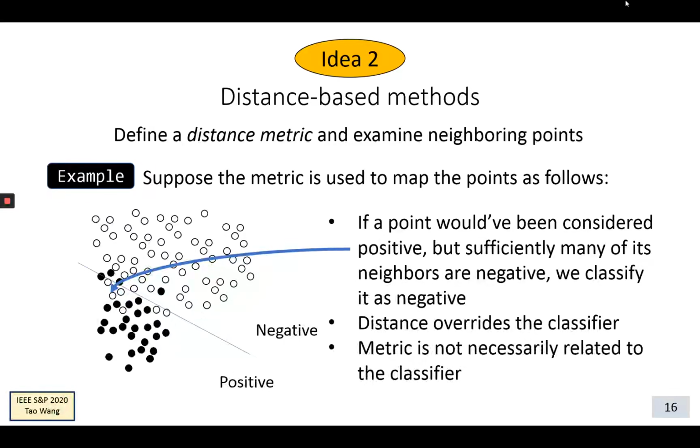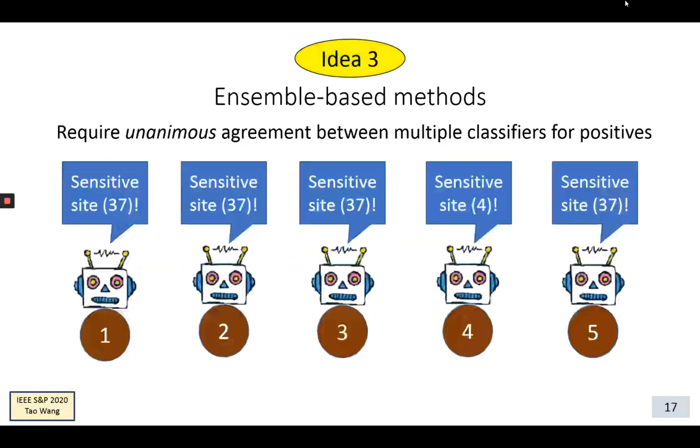And the interesting thing about this is that the metric is not necessarily related to the classifier. So you're essentially getting two information sources, one from the metric and one from the classifier, and they can be based on totally different feature sets. The third idea is, instead of two sources of information, why don't we have 5 sources of information?